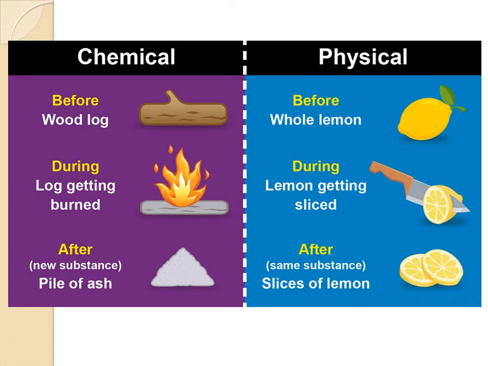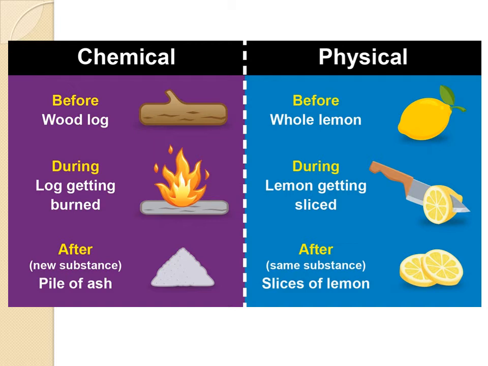Now here, the lemon before slicing and after slicing has changed its shape. It has not changed its taste. It's still lemon, you can use it as lemon. It's just that it has undergone a change of shape, and we call this a physical change. If you look on the left, here it says chemical change, and look at the wood.